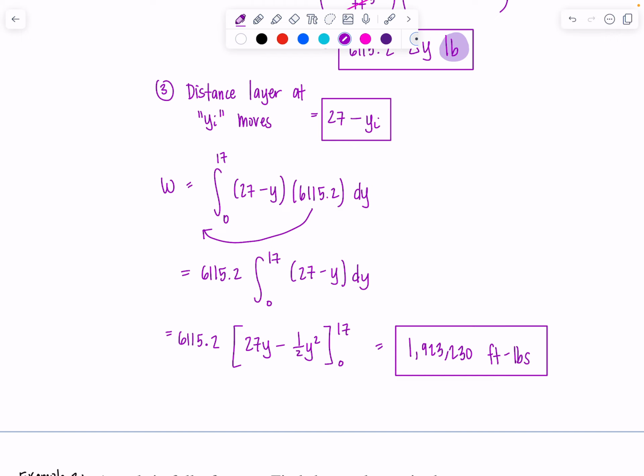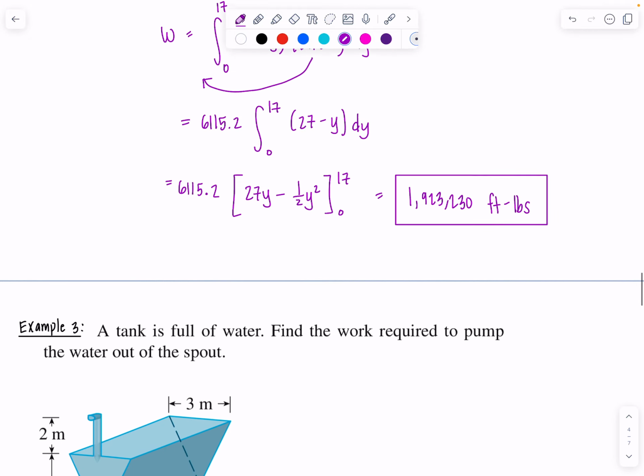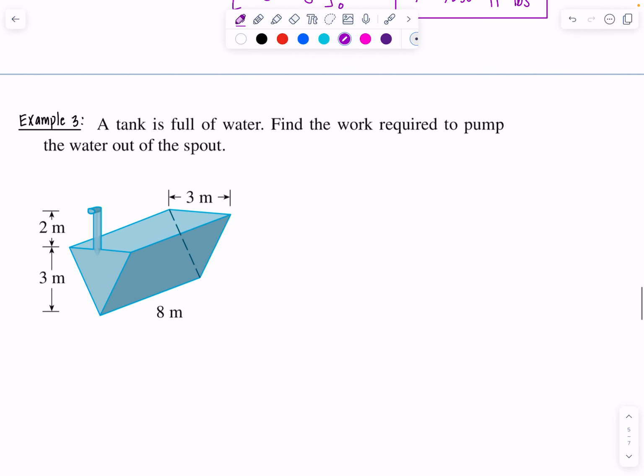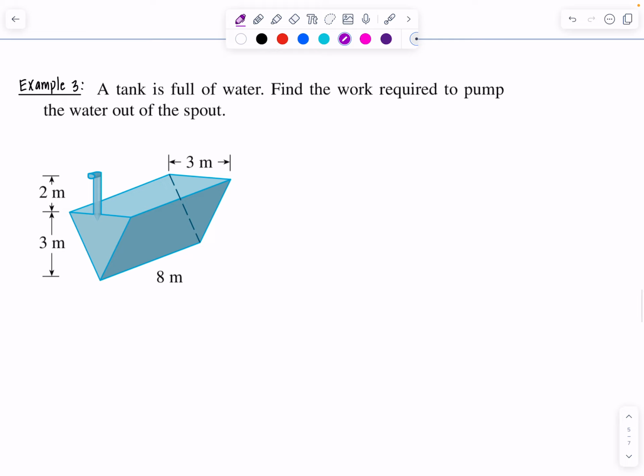All right, very good. Very good. I'm going to do one from the textbook that was in the homework, okay? And this one is going to be in the metric system. So there is one additional step, okay?